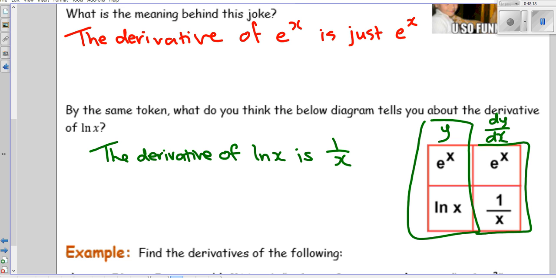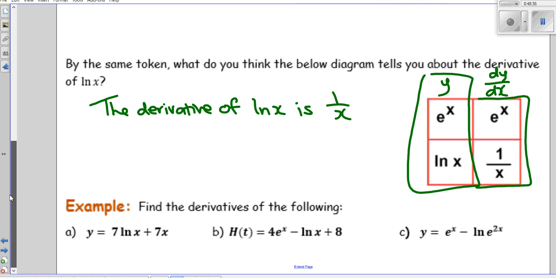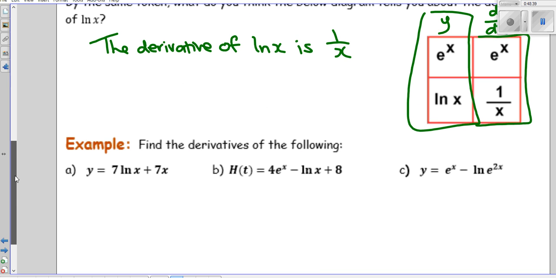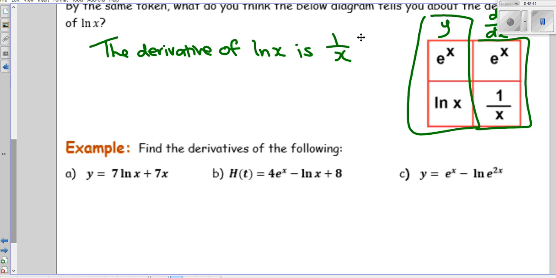By the same token, what have you done? Just by the fact that if the original function's e to the x, the derivative is e to the x. If the original function's natural log of x, the derivative's 1 over x. Don't change it yet. Let's go down a little bit. There you go. Okay, thank you. I should get rid of this, it doesn't need to be there.